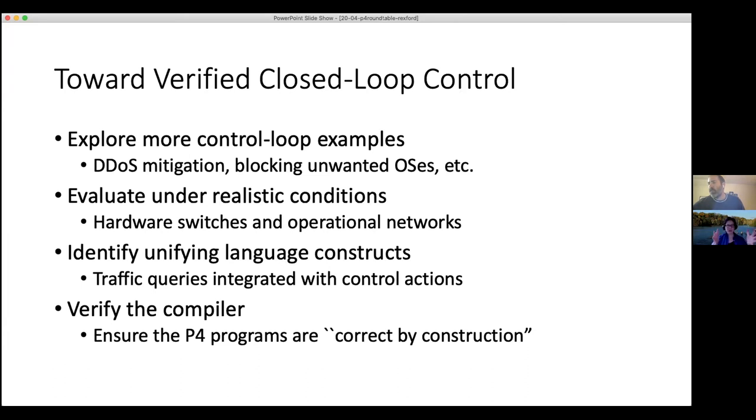So we believe if we can achieve these goals, then we'll finally be able to realize that high-level vision of intent-based networking with integrated measurement, analysis, and control made possible by the programmability of the data plane. And I think I'll stop here.